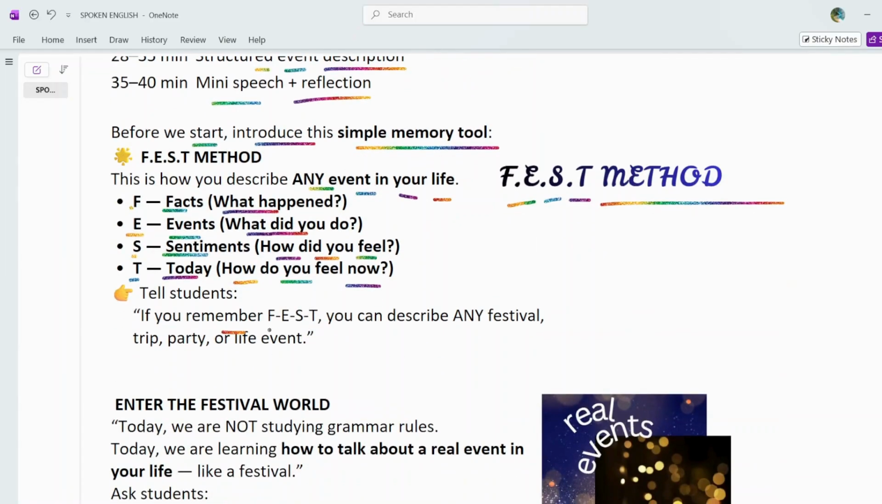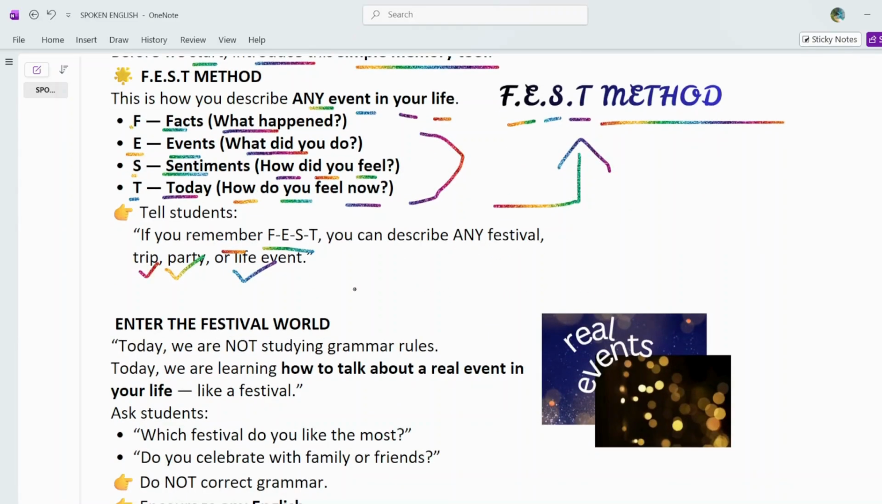Now, if you remember FEST, it connects to the four parameters I just read out. That is, F stands for facts, E for events, S for sentiments, and T for today. That is how you feel. Okay, you can describe any festival really. It can be a trip, it can be a party, or even a life event when you look at this method. Okay, great. Now, let's simply enter into the world of festivals.